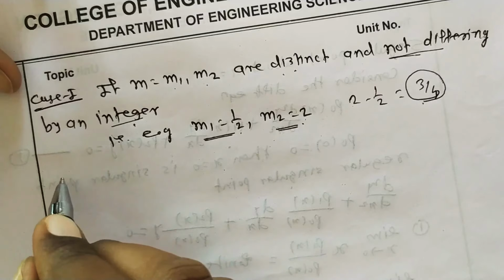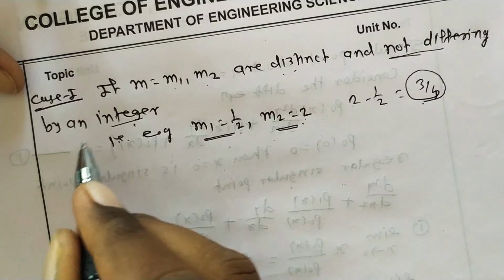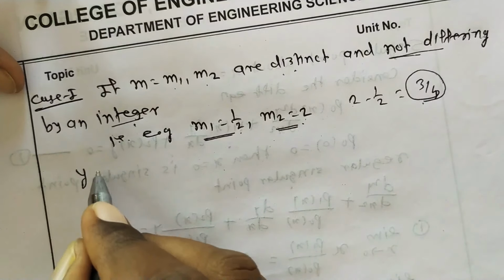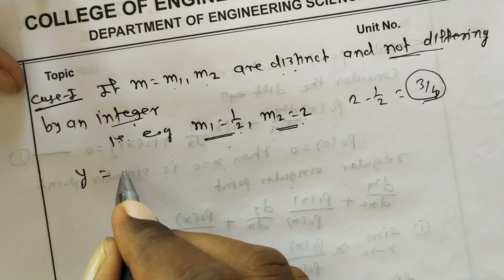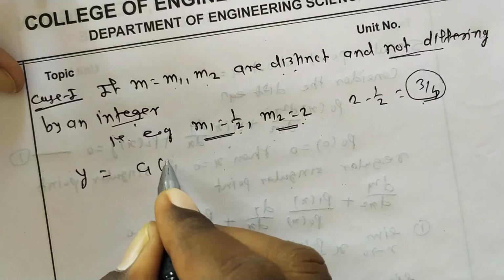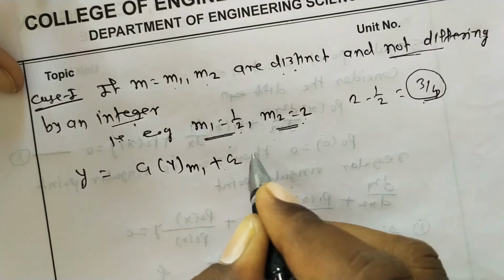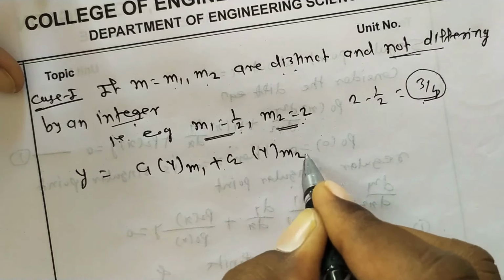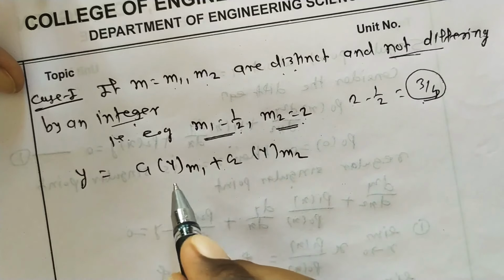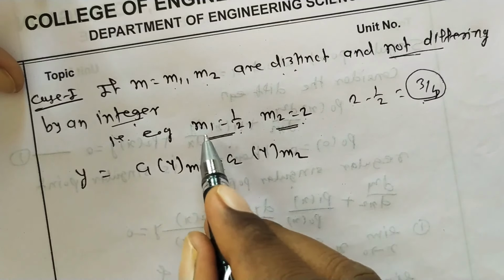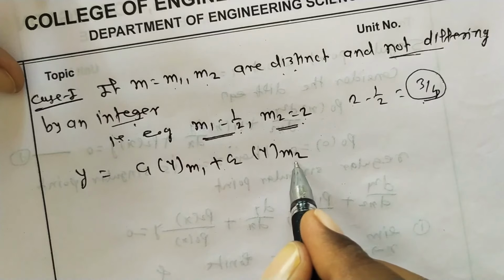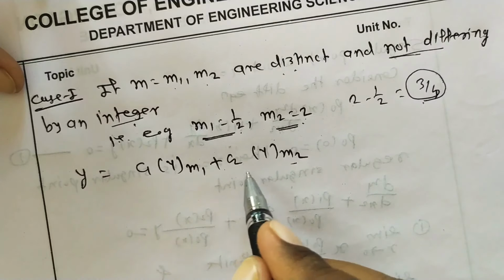Then we can take the solution of the given linear differential equation with variable coefficients as y is equal to c1 into the value of y at m1 plus c2 into the value of y at m2. Means whatever y comes, in that y put m1, put m2, and then we can write the final solution.